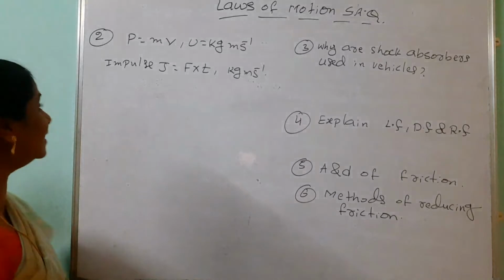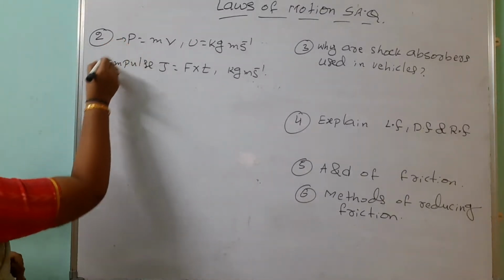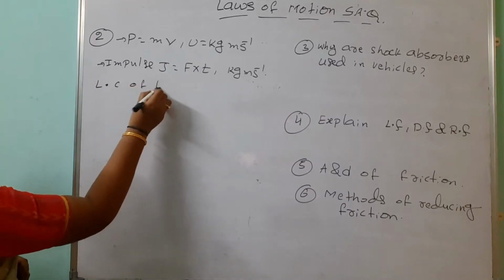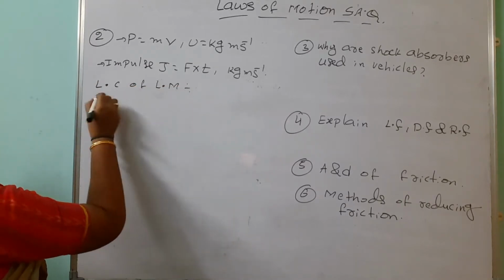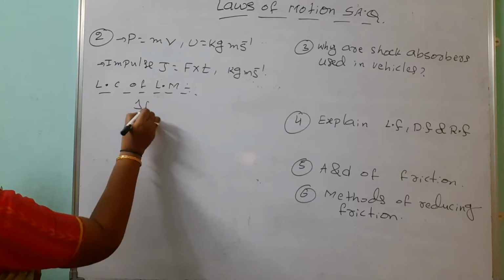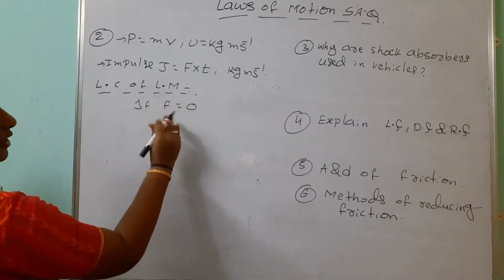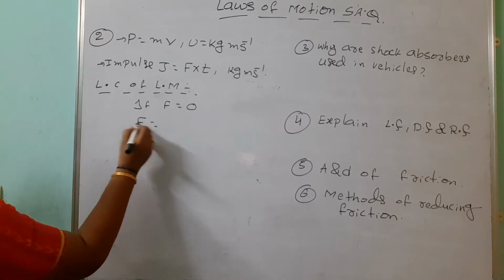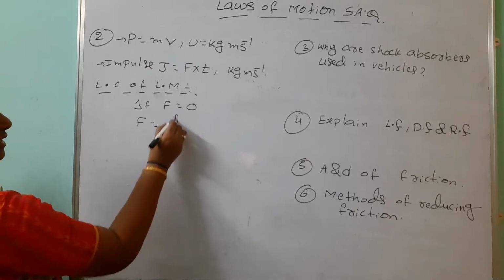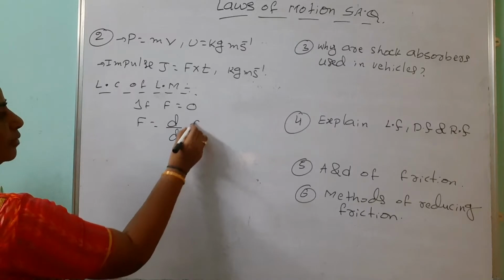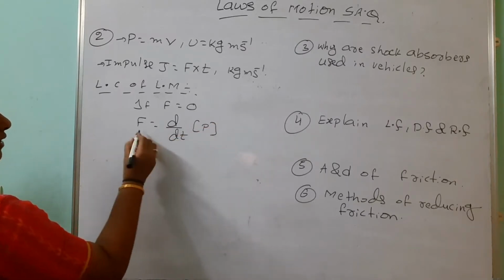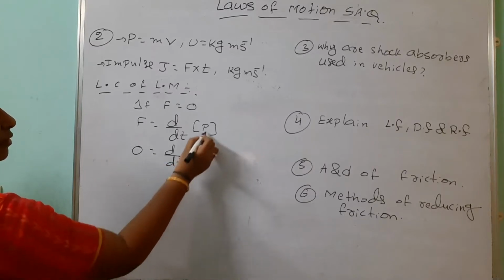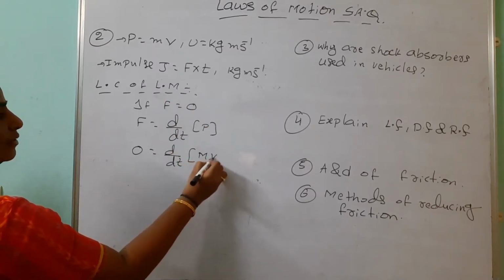Then our third one, this is the first bit, this is the second one. In that, what is the law of conservation of linear momentum? See, if there is no external force acting on the body, that means force equals 0. From Newton's second law, what is the formula for force? F equals rate of change of momentum. But clearly they have given F equals 0. So d by dt of, instead of momentum we can write mass into velocity.